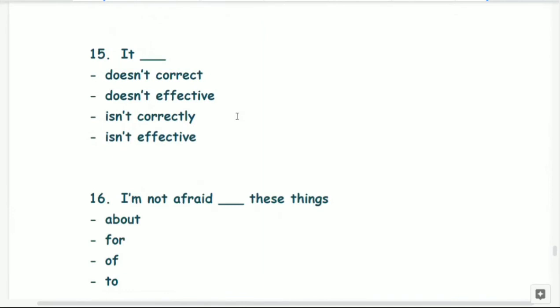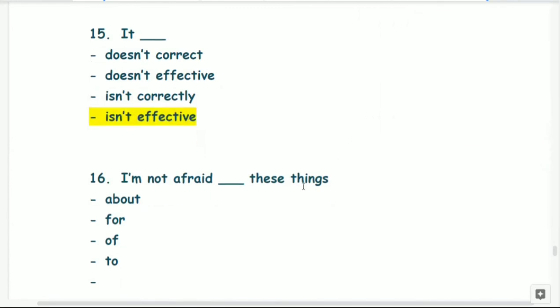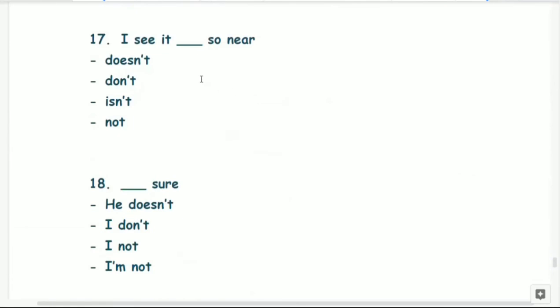So 15th, it doesn't correct. No. It doesn't effective. No. It isn't correctly. No. We don't need to use here adverb. Yani biz burada zərf istifadelerimiz sadece bize ne lazımdı? Adjective, yani sıfat. That's why it isn't effective is definitely right, is the only right answer. So this one is yours. You know the answer. I know. I believe you.